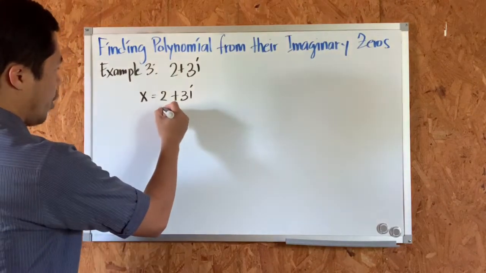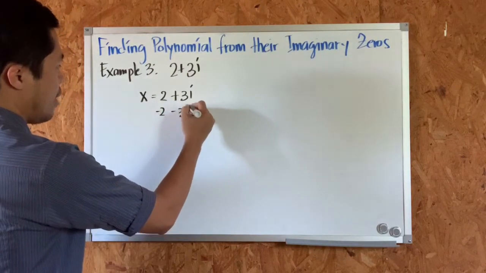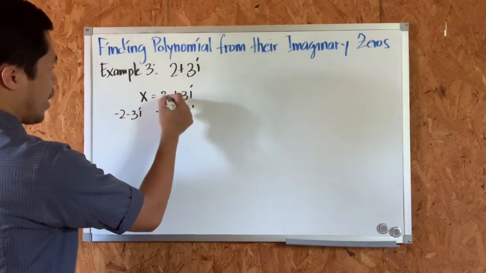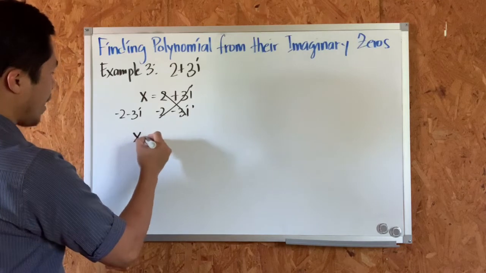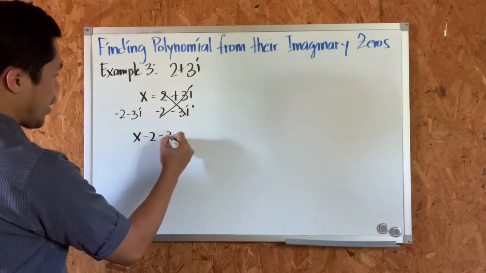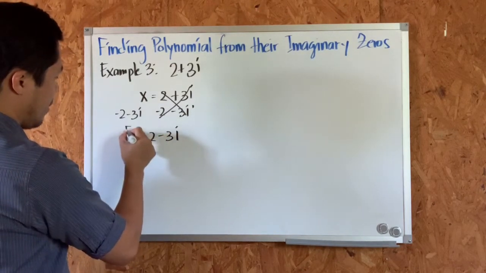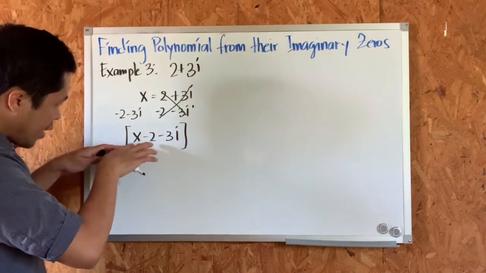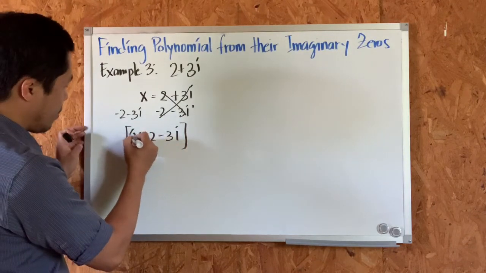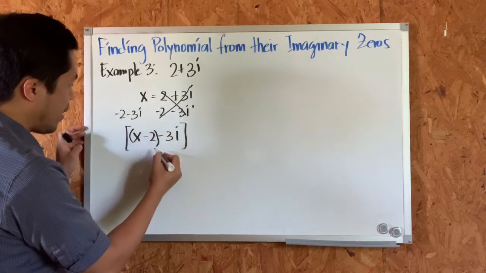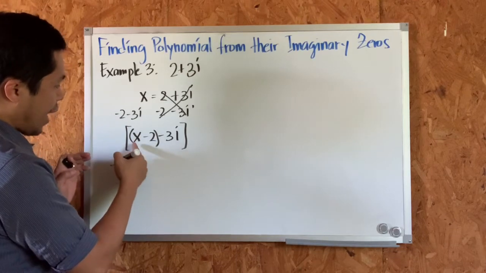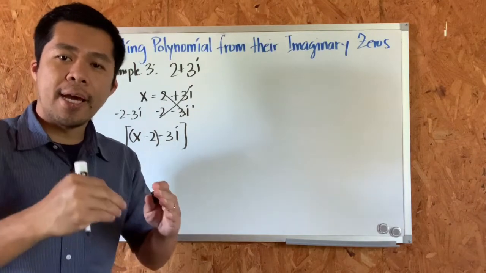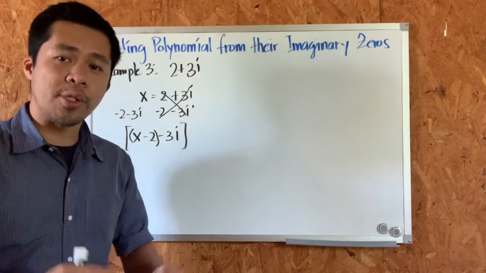And then I'm going to subtract 2 and subtract 3i on both sides. So I can cancel this. This is equal to x minus 2 minus 3i. Okay? From there, I'm going to group this x and negative 2, the one that doesn't have i. So this is x minus 2 minus 3i. And then after that, I'm going to multiply that by its conjugate.